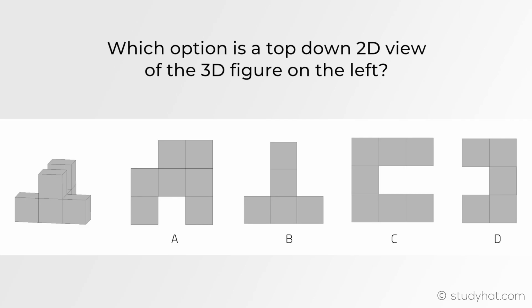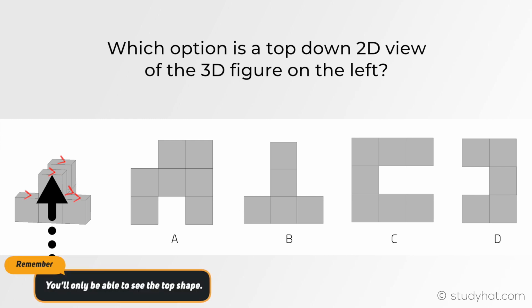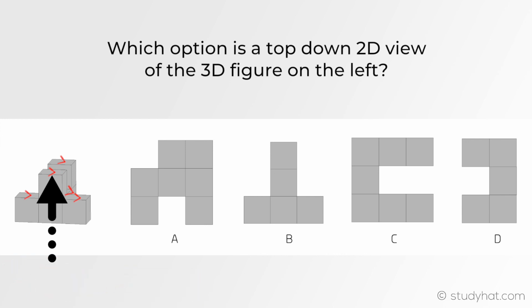Next it says, which option is a top-down 2D view of the 3D figure on the left? Same steps from last time can be applied. Let's start by counting the number of blocks we can see, and remember only count the blocks that can be seen from above. We have 1 block, 2 blocks, 3, 4, and 5. Note again how I never counted this column of blocks as 2, because when it is viewed from above, you'll only see 1.